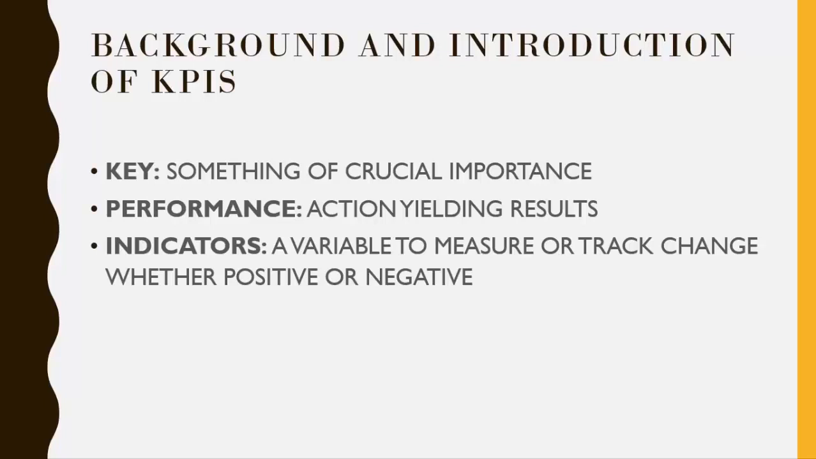Then thirdly, indicators: a variable to measure or track change, whether positive or negative. So you see there, we've dissected the KPIs, and you can see that each word has its own meaning. So when you put these words together, you get to understand what exactly we are talking about.